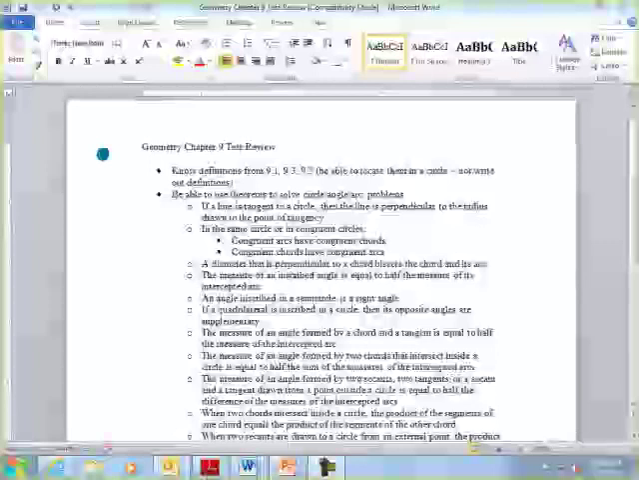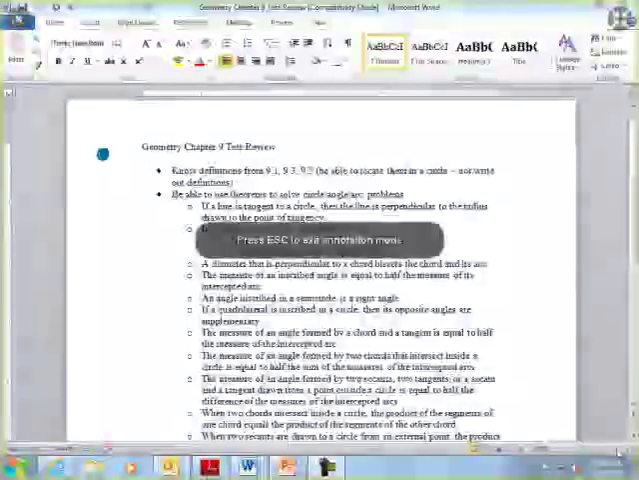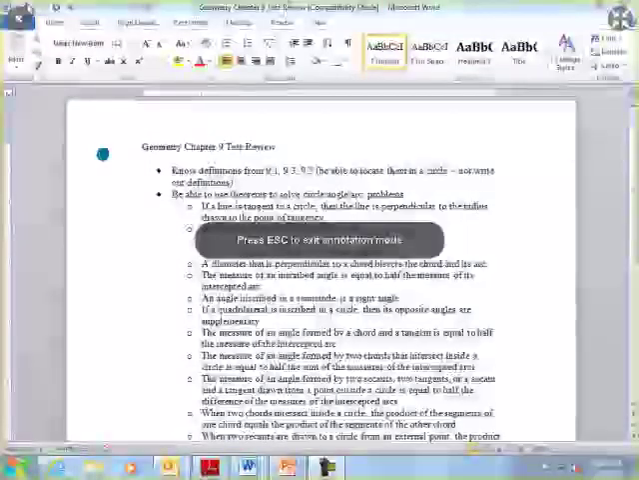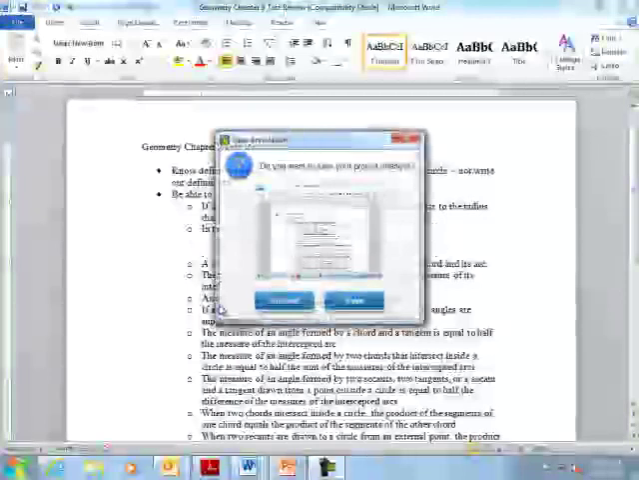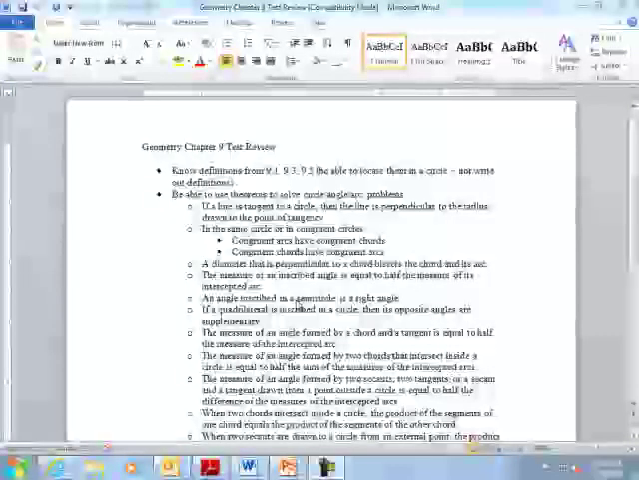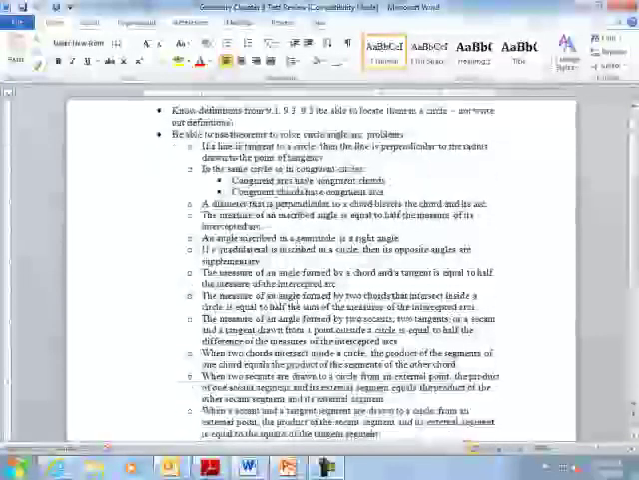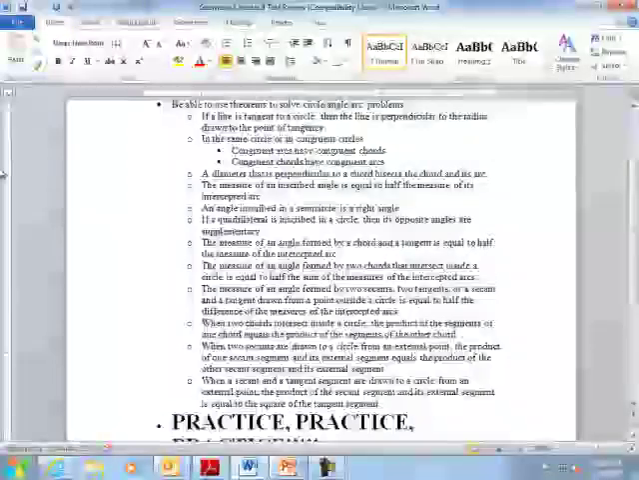arcs. Then the three from the last lesson: when two chords intersect inside, we can take the product of those broken pieces. And if we're working with a secant segment, we do the full length of the secant segment times the external part. And if we're working with a tangent, we square that length.